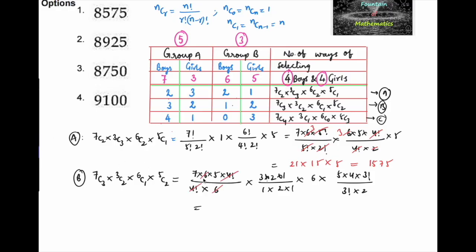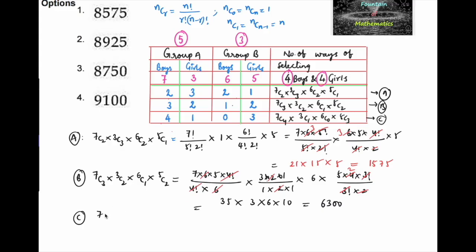4 factorial, 6 gets cancelled, and here 2 and 3 factorial, and here 2 times. So we'll be getting 7 fives are 35, into 3 into 6 into 10. So 18 tens are 180, 180 into 35 is 6300.